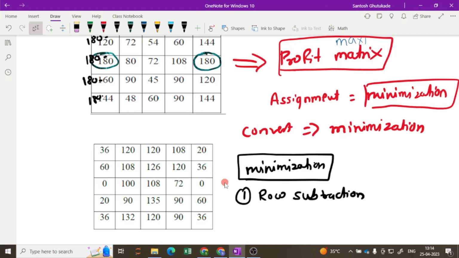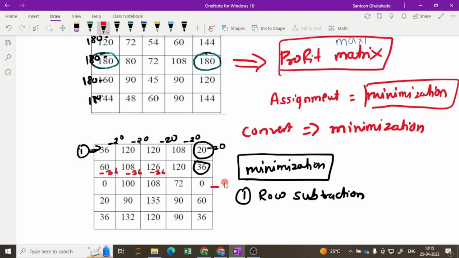What happens in row subtraction? As in the earlier video, we select the smallest value. In row number 1, 20 is the smallest value, and we subtract this 20 from all the elements. So 36 minus 20, 120 minus 20, 120 minus 20, 108 minus 20 and 20 minus 20. Similarly for the second row, the smallest value is 36, so we subtract 36 from all elements of that row: 60 minus 36, 108 minus 36, 120 minus 36.